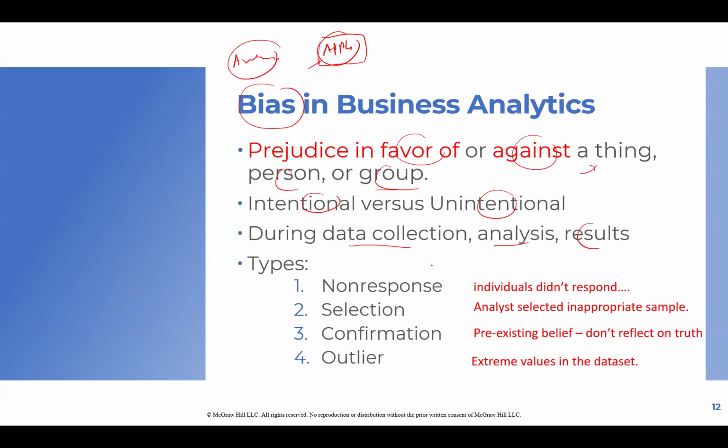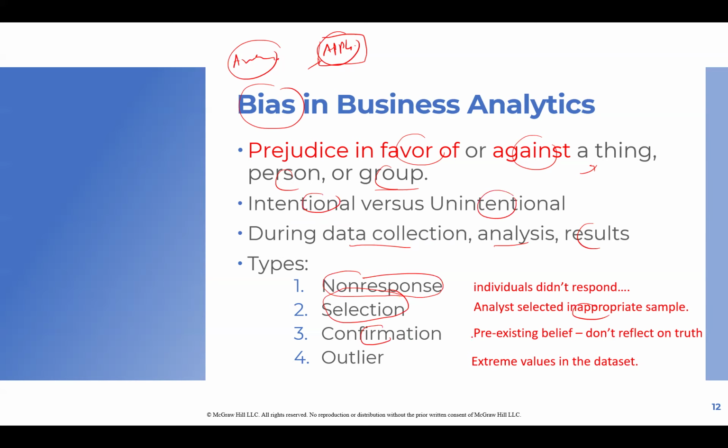When you are collecting the data, for example, some people don't even speak a word. That is non-response bias, which means in the data that you collected, a lot of people did not even respond. Your data is not a true representative of the population. When you are selecting, again, you can have a bias. You don't want to include certain groups in your study. That is, the analyst is selecting an inappropriate sample.